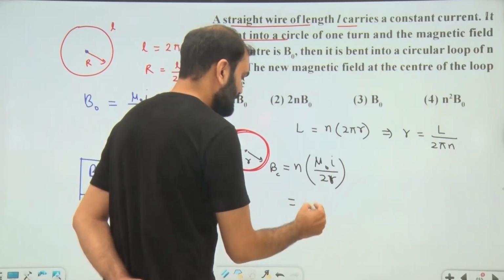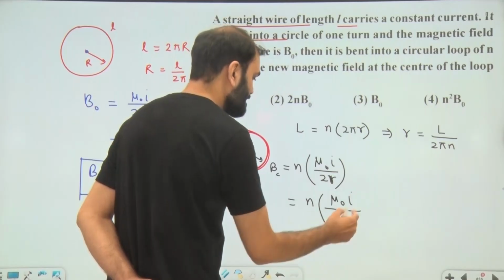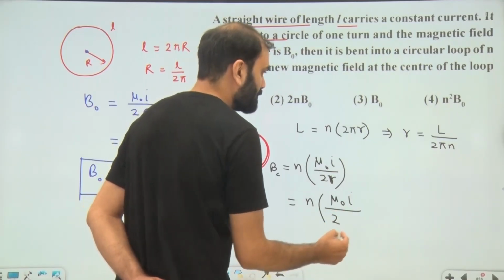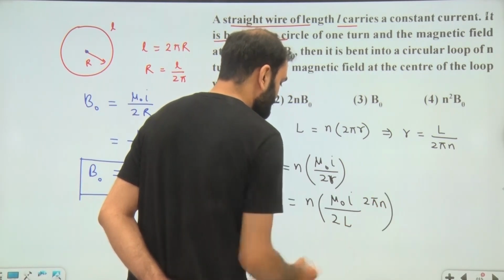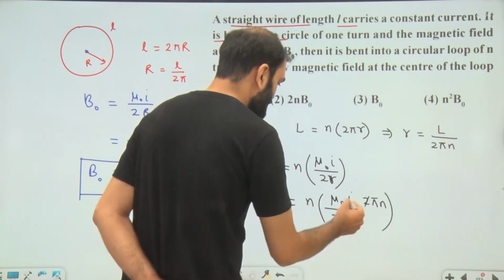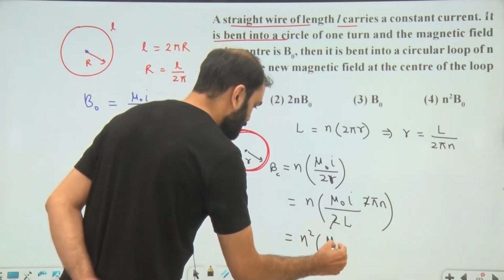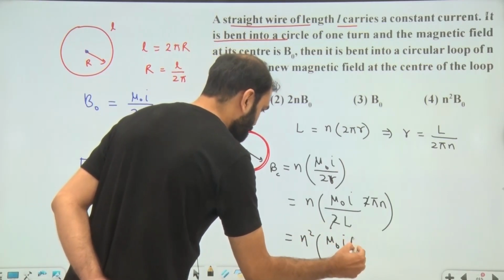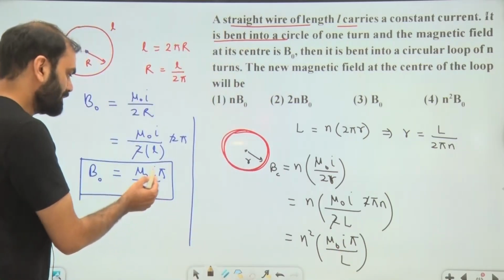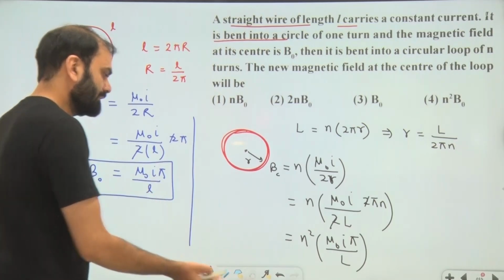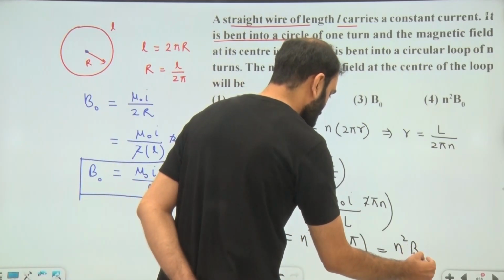So here just put the values: n, and mu naught into I, and the value of r in that case is 2 into L multiplied by 2 pi into n. The 2 and 2 will cancel out and n and n will multiply, that's n square, and here mu naught into I into pi upon L. You can see this value mu naught into I into pi upon L is equal to B naught. So it is equal to n square into B naught.